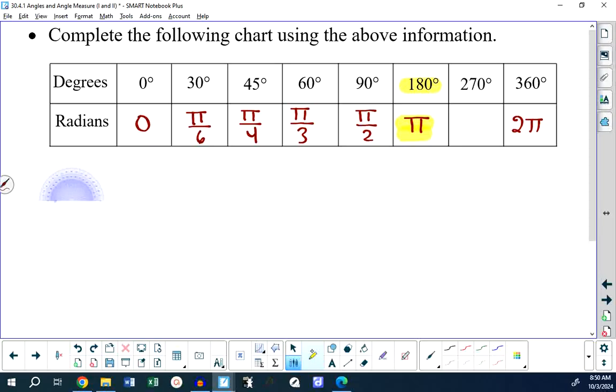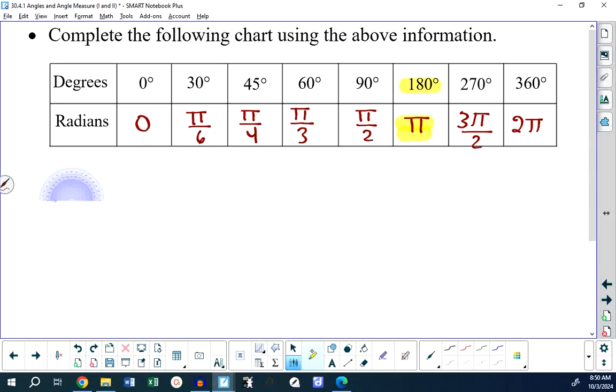270 happens to be the following. A pi over 2, another pi over 2, and a third pi over 2. It's 3 pi over 2s. 90 degrees is pi over 2. How many 90 degrees do you go to get to 270? 3.